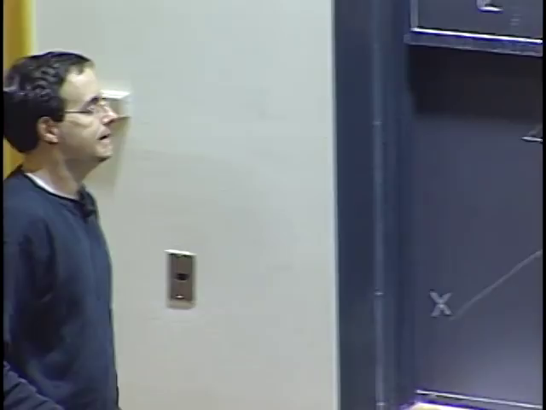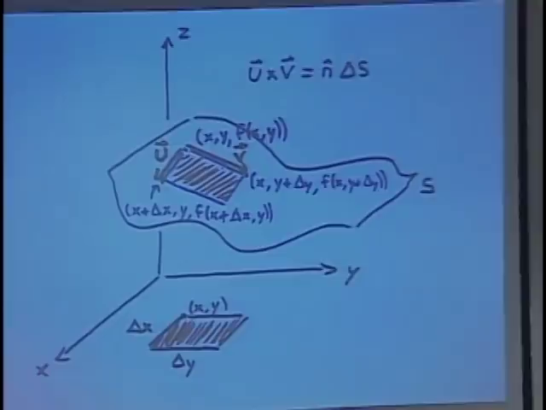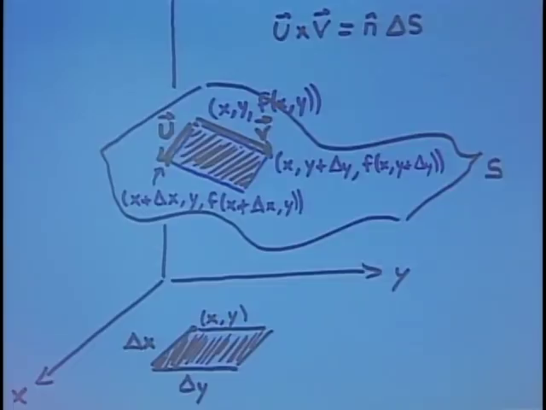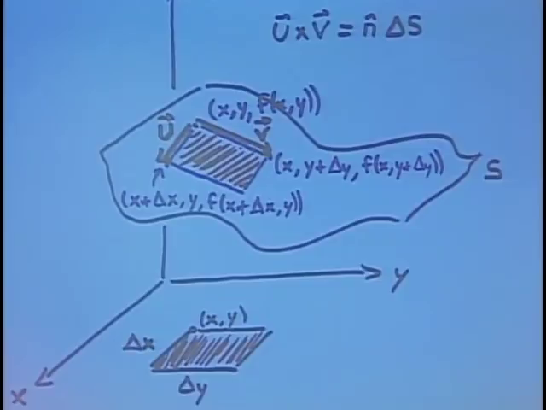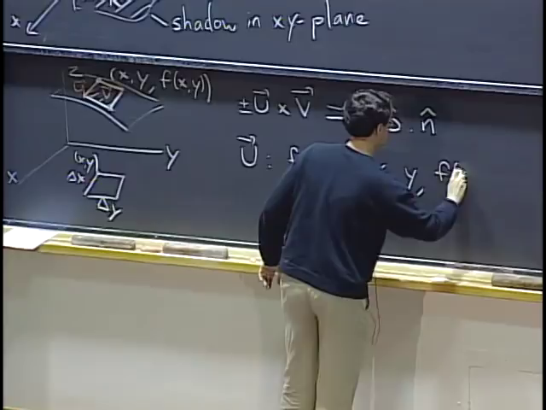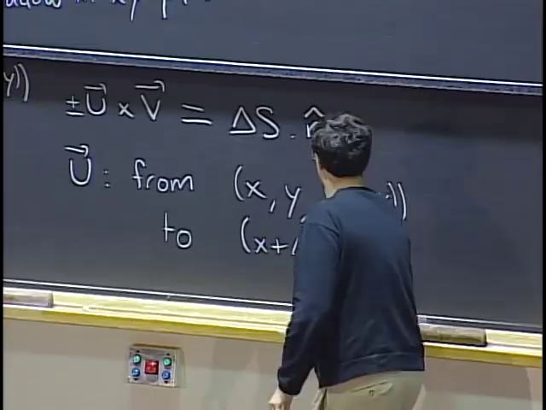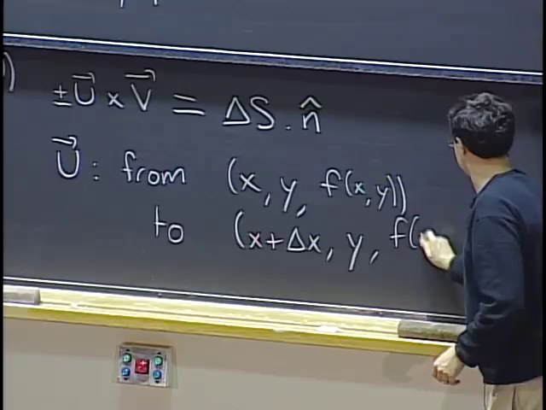OK, so let's find u and v. In case you have trouble with that small picture, I have a better one here. Let's keep it just in case this one gets too cluttered. It really represents the same thing. So let's figure out these vectors u and v. The vector u starts at the point x, y, f of x, y. And where is its head? I'll have moved x by delta x, so x plus delta x. y doesn't change. And of course, the z coordinate has to change. It becomes f of x plus delta x and y.